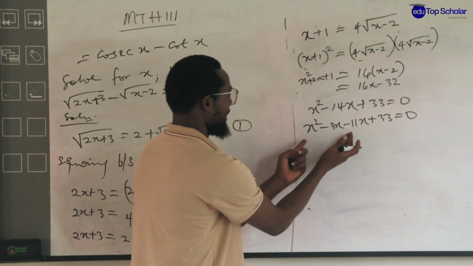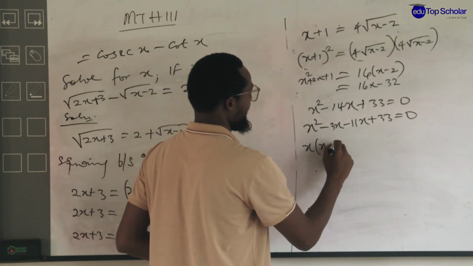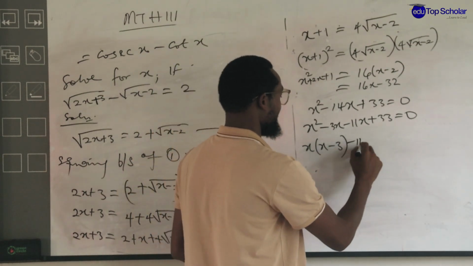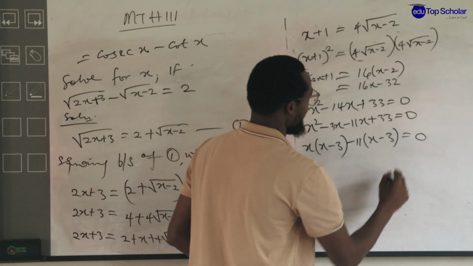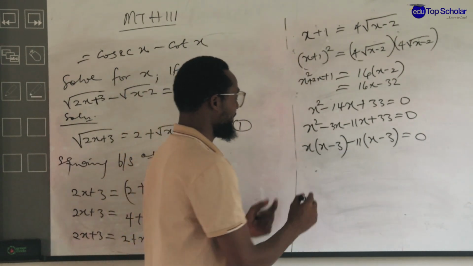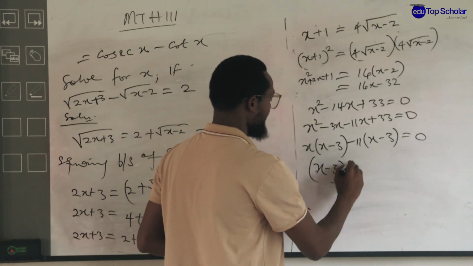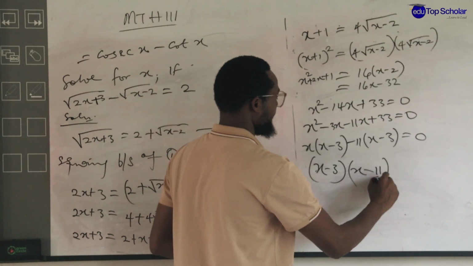equals 0. I want to factor x from the first two terms. We are left with x minus 3. I want to factor minus 11 from here, and we are left with x minus 3 here, equals 0. And therefore, we can see clearly that x minus 3 is now common. We can factor that also. x minus 3, and here we are left with x minus 11.